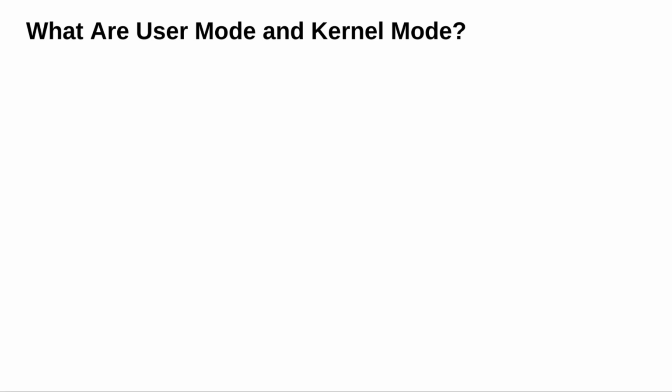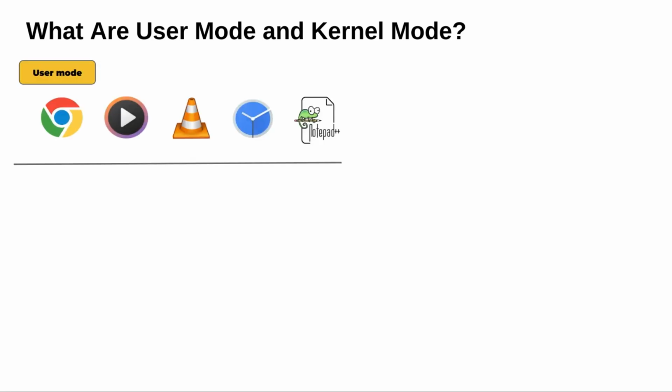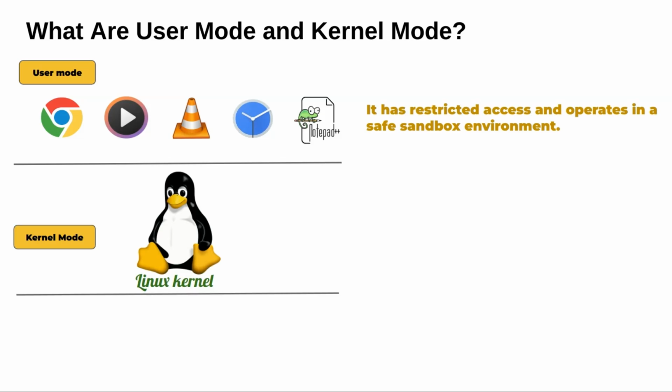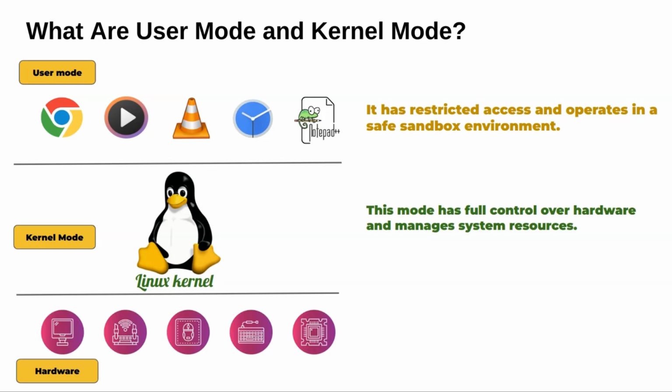What are user mode and kernel mode? User mode is where regular applications run. It has limited privileges and cannot directly access hardware. Kernel mode is reserved for the operating system. It has full access to hardware and system resources. User mode has restricted access and operates in a safe sandbox environment. Kernel mode has full control over hardware and manages system resources.